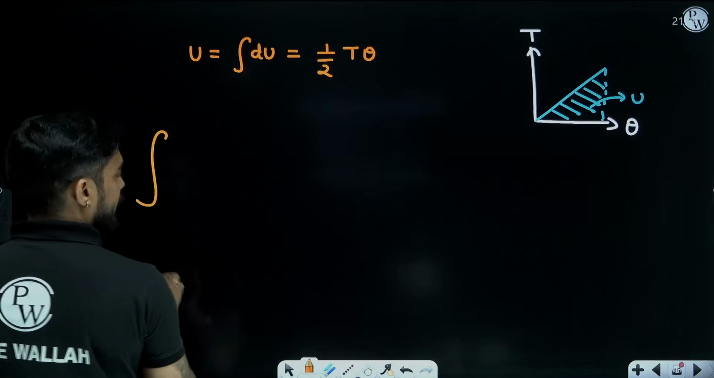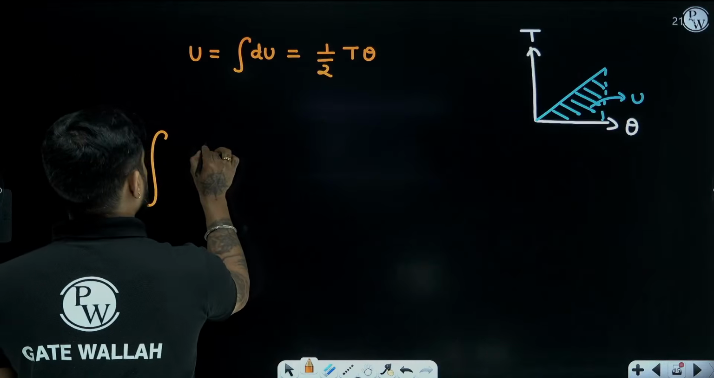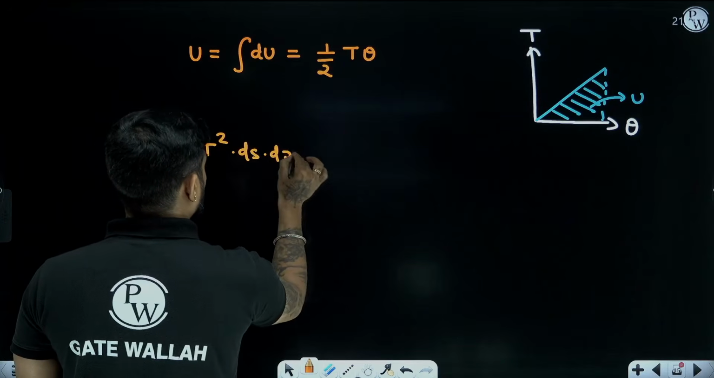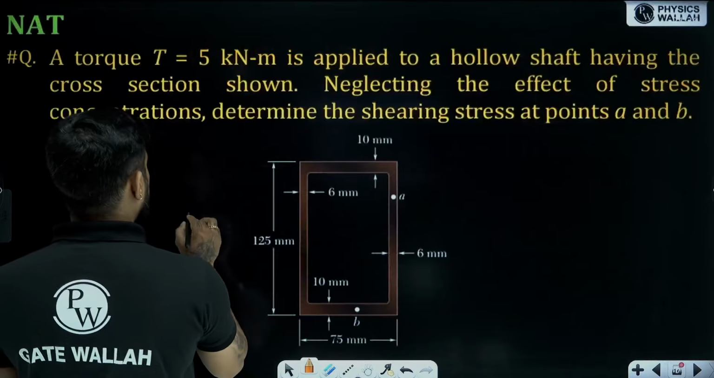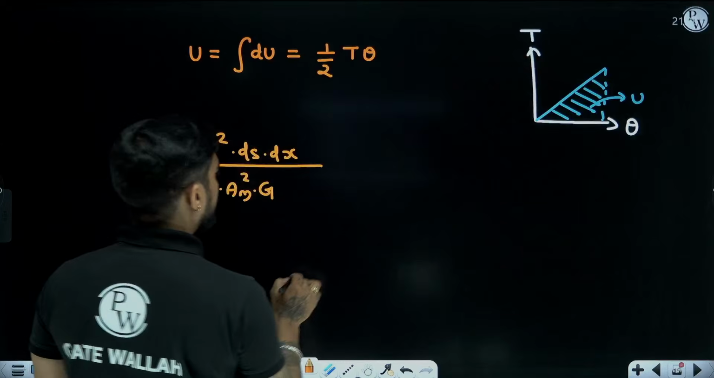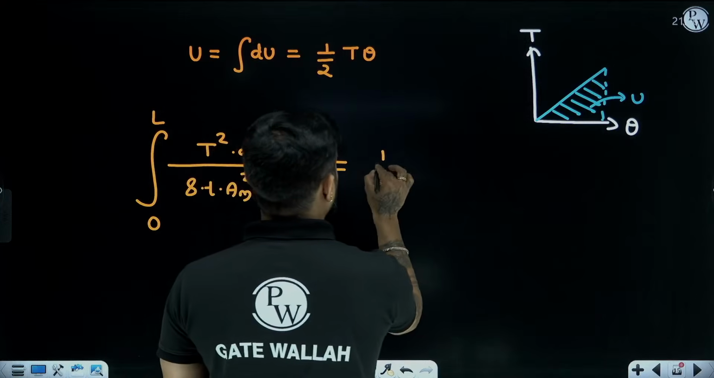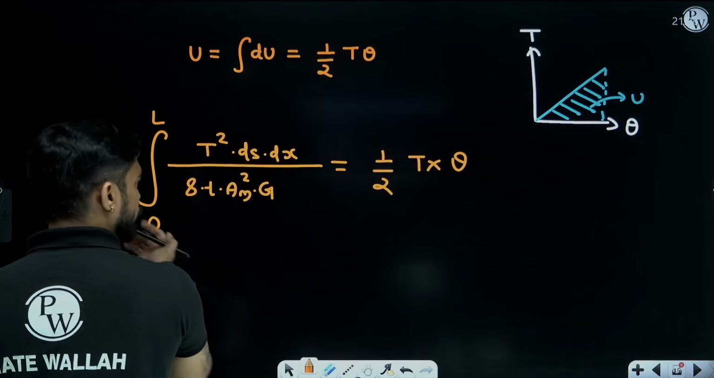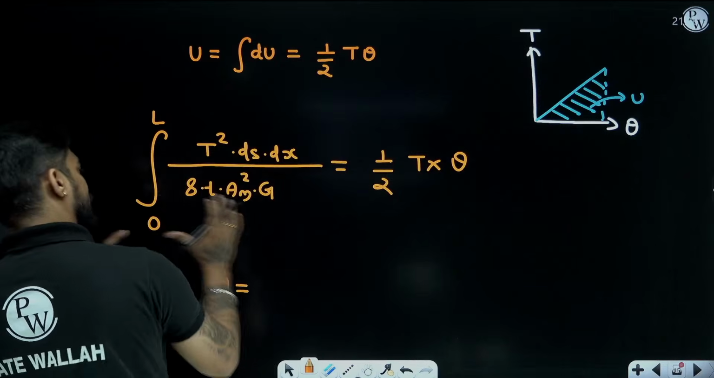So it will be the integration of T square ds into dx divided by 8 Am square t, Am square into G, right? This integration will be from 0 to L, where L is the length of the shaft, and this will be half into T into theta. Now this one T will be gone, this 4 will be gone. So from here this theta will be, now let me put the constant values outside.